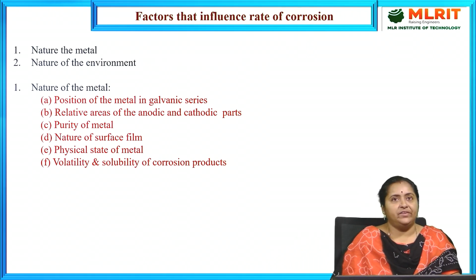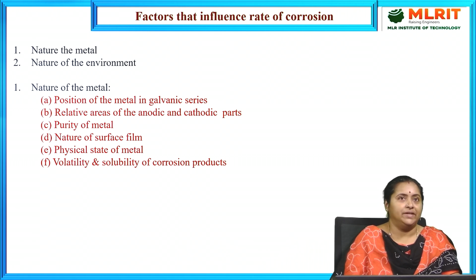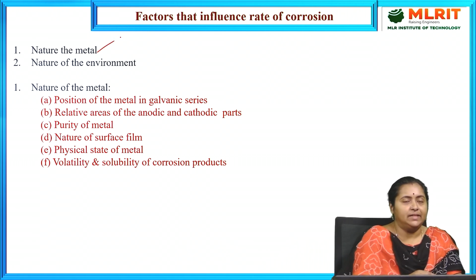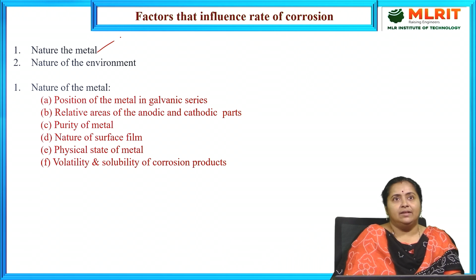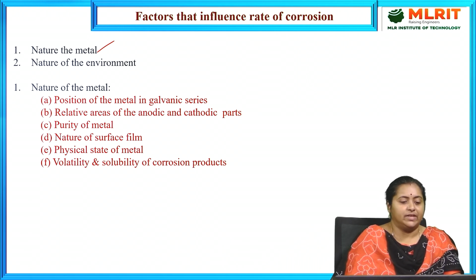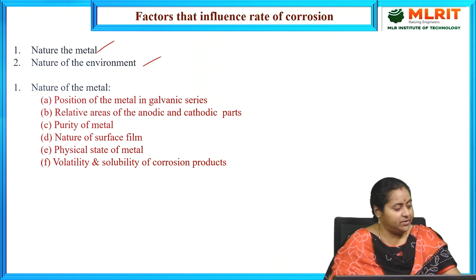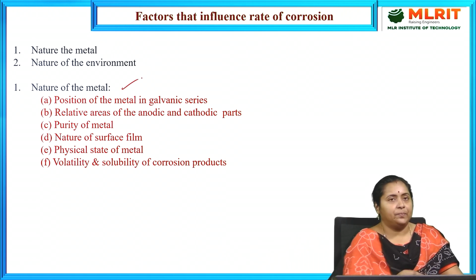There are two different factors that are responsible for influencing the rate of corrosion reaction speed. One is the nature of the metal. That means with respect to the metal and its nature, there is a chance of influencing the speed of corrosion reaction. And the second one is with respect to the environment, or we will call it surroundings. Based on the nature of the environment or surroundings, the rate of corrosion reaction will be altered. So let us start with the first one, that is the nature of the metal.